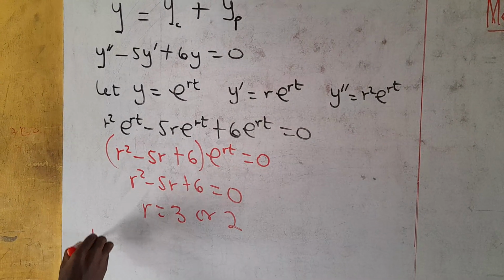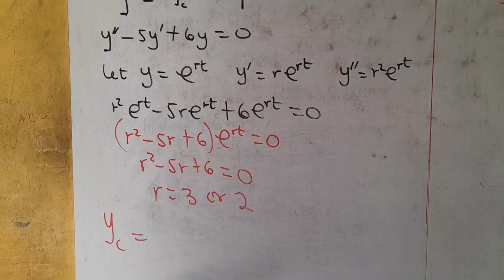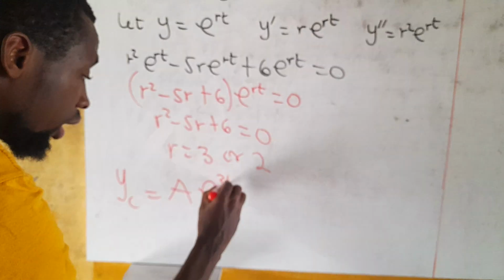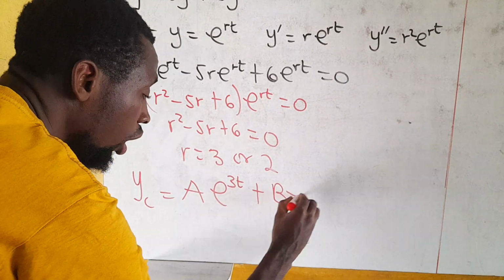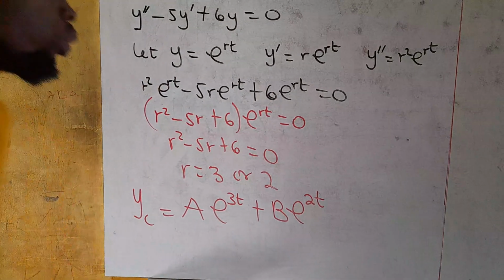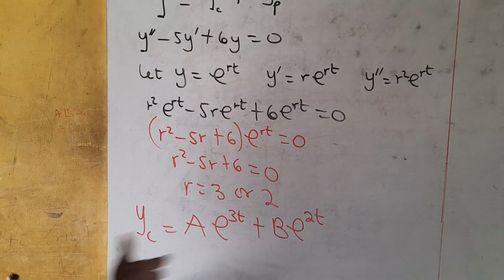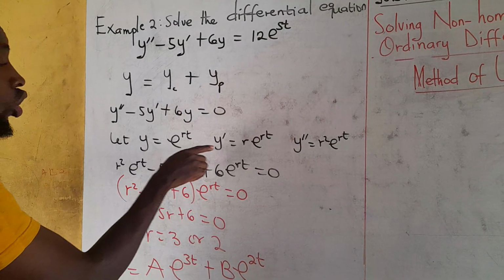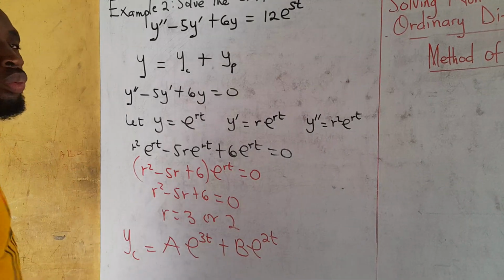Now, our complementary solution, since we have two distinct roots, will be ae^(3t) + be^(2t). I hope you get that. Now, this is the solution to the homogeneous side. Now, we find the solution to the non-homogeneous side. That's the y_p.